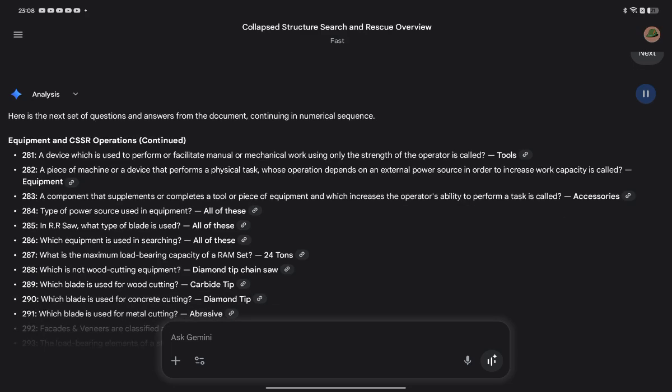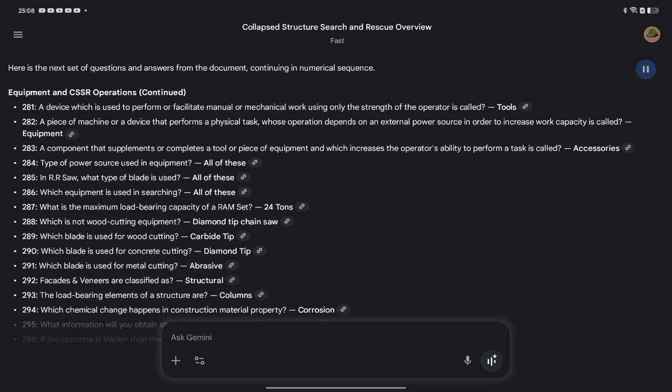Here is the next set of questions and answers from the document, continuing in numerical sequence. Equipment and CSSR operations continued.